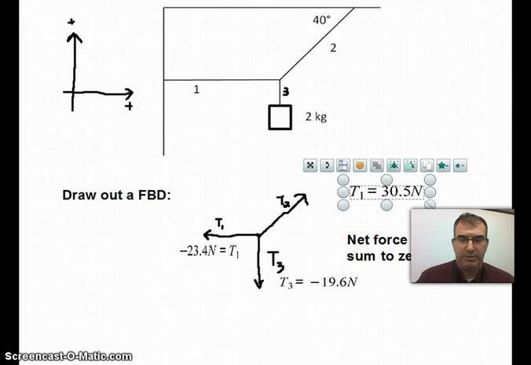So if we go back to our original drawing and label the free body diagram that we have, this is what it would look like.